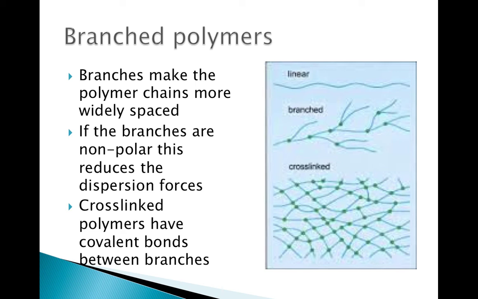If it's a polar branch, then it can actually increase the intermolecular forces. Some of them make cross-linked polymers, which means the branches can actually make a covalent bond with the branch of another strand. And that, of course, makes it very, very strong.